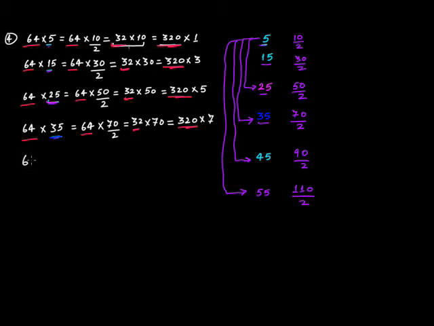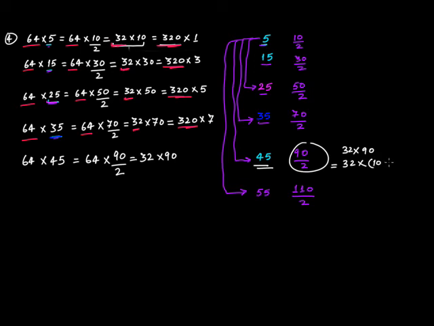So next two patterns would be 64 multiplied by 45. This would be equal to 64 multiplied by 90 by 2. This would be, divide 64 by 2, you would get 32, and multiplied by 90, right? And of course I can write 32 multiplied by 90 as 32 multiplied by 10 times 9, right? And by the property of associativity, I can write 32 multiplied by 10 grouped together, and then 9. Therefore this would be 320 multiplied by 9.